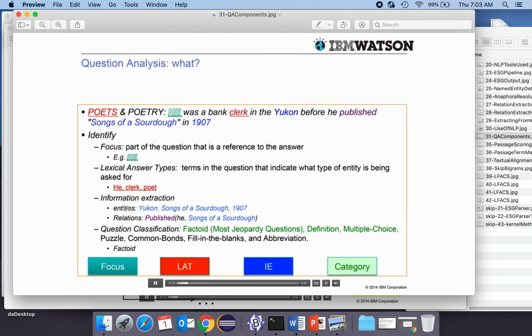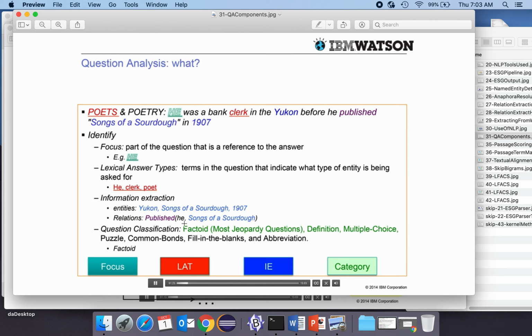Then they extract some information. There are some entities, again named entity recognition, Songs of a Sourdough. Again, it's not that hard to do a database lookup and figure that that's a book title. And then 1907, Yukon, things like that. Relations: somebody published, or he published a book, this particular book, Songs of a Sourdough.